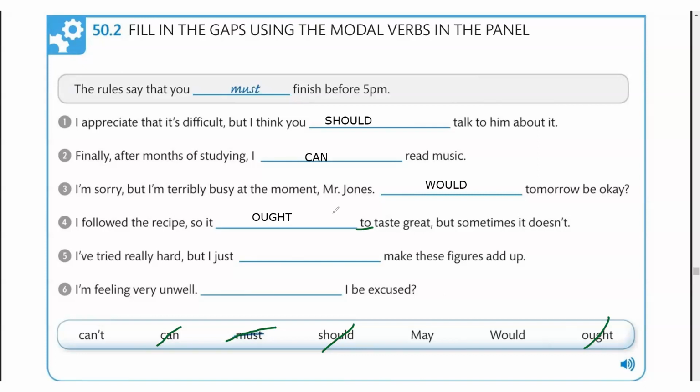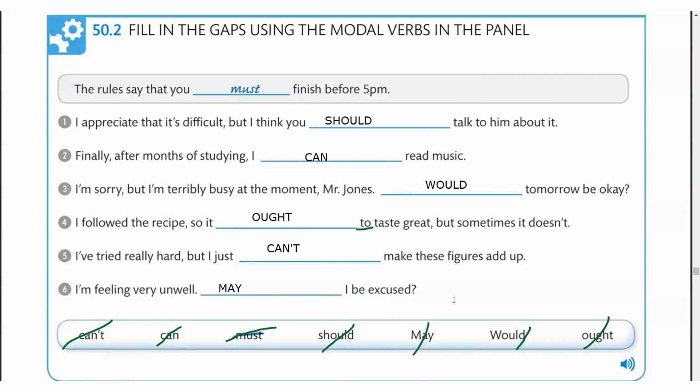I've tried really hard, but I just blank make these figures add up. I just can't make these figures add up. And number 6. Okay. I'm feeling very unwell. May I be excused? Right? I'm feeling sick. May I be excused? Okay. And that's asking permission.